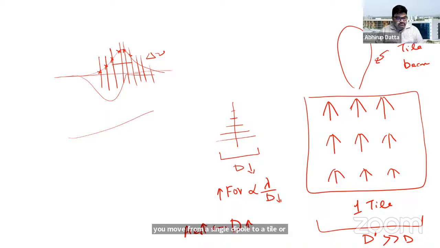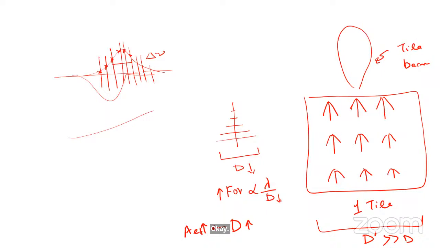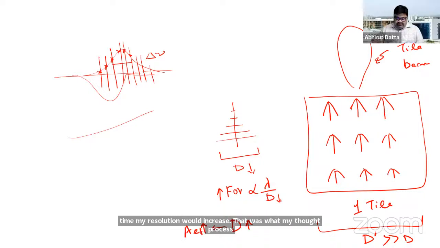So it's not just about the field of view that helps, because at the moment you have an unwanted large beam, you pick up a lot of spurious sources, lots of things which you do not want to see. My question was, I have a large antenna, but I'm spacing them 10 kilometers apart or something, so that the fringe would become very small. So at that time, my resolution would increase. That was my thought process.